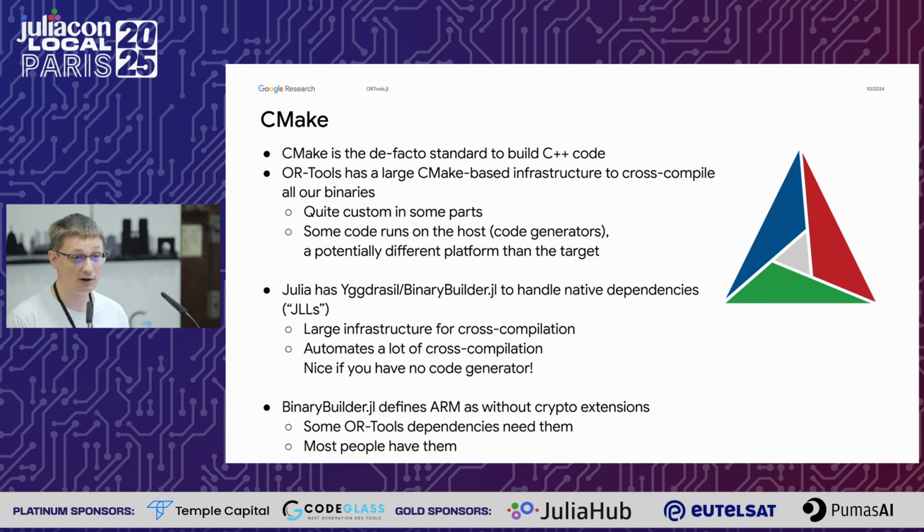For Julia, ARM is defined in a slightly different way than in OR-Tools. That means we absolutely need crypto extensions from ARM platforms just because of a dependency. Most people who use optimization solvers will have those extensions, but Julia decides that ARM is not defined with these extensions. So what do we do in this case? That's why we have to tweak a lot of things for the binaries that we release for Julia.